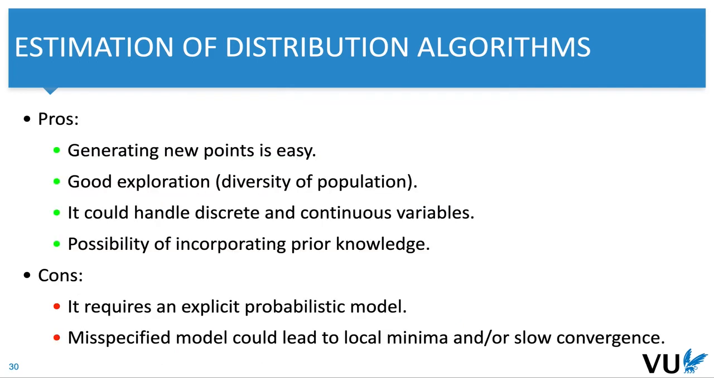All right, so what are the positive and negative points of estimation of distribution? The pros are definitely that we can generate new points very easily, right?